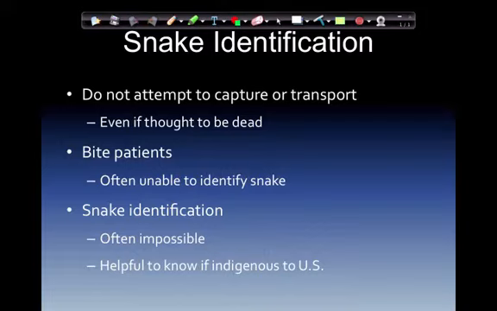Bite patients, often unable to identify the snake. It happened very, very rapidly. Snake identification, often impossible. It's helpful to know what snakes are indigenous to the U.S. or if there was any witnesses of what type of snake that they thought it was.